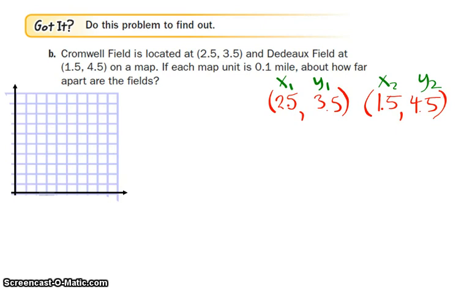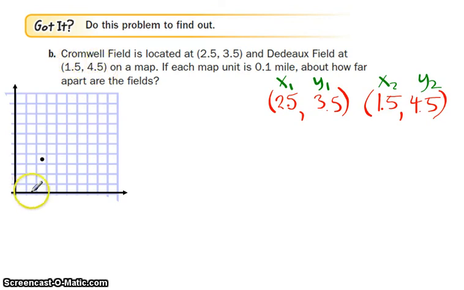Okay, let's take a look at your got it problem. Let's first do it by using the Pythagorean theorem. So what we need to do is plot these points on the grid here. So 2.5 and 3.5. So 2.5, 1, 2, 2.5, and we're going to go up 3.5. 1, 2, 3, 3.5. So here's our first point, right there. Then let's plot 1.5 and 4.5.